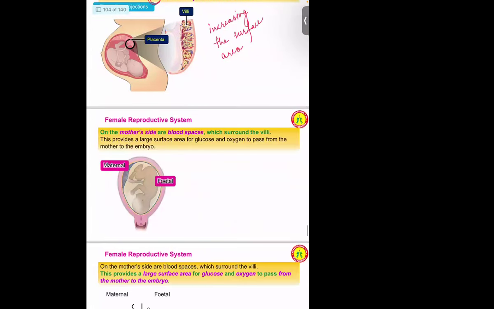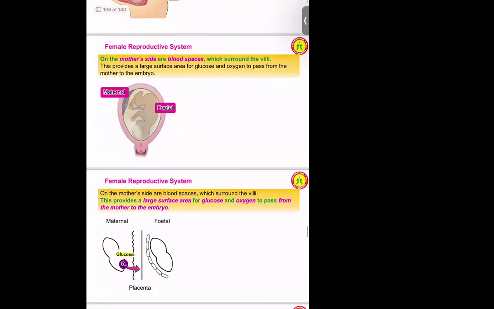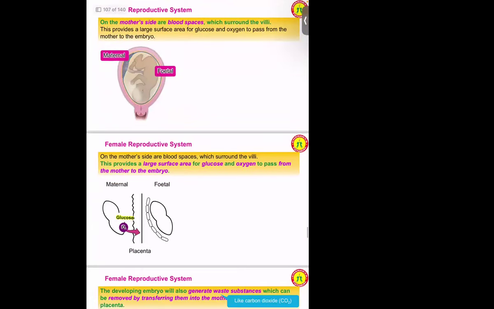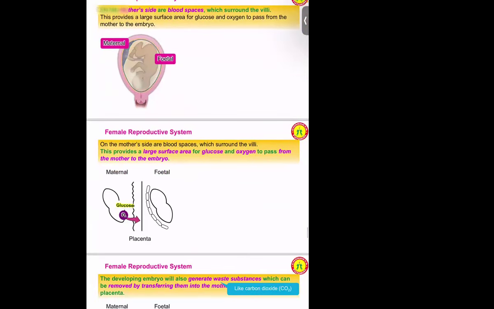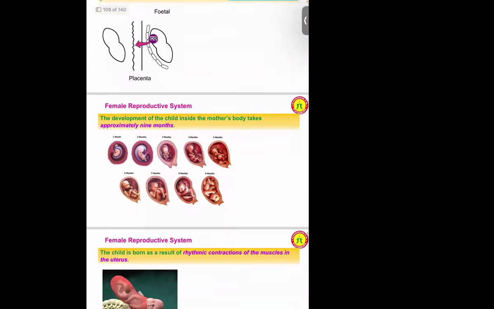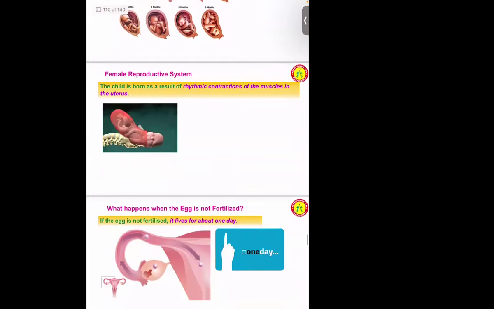Now, on the mother's side are the blood spaces which surround the embryo, and they provide a larger surface area for the glucose and oxygen to pass from the mother to the embryo, as already mentioned. Then the waste material also has to go out. What kind of waste material has to be removed? The CO2. The infant removes the CO2, and through this release it goes out into the blood of the mother. This development of the child takes almost 9 months.